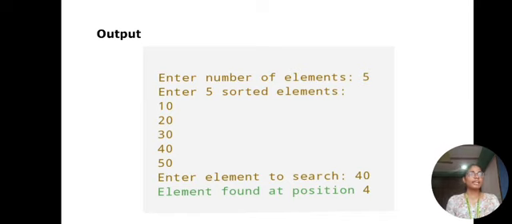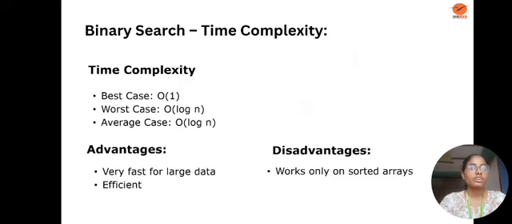So here the mid value for these elements is 30. The key element is greater than 30. So it searches the right half. So it searches from the right half, and the element is found at position 4.